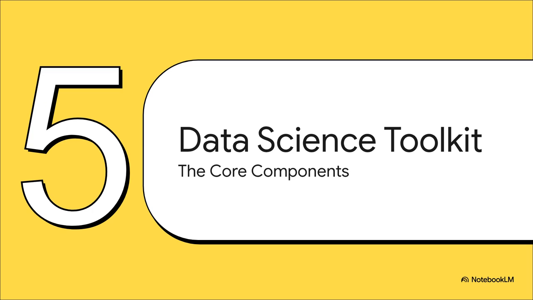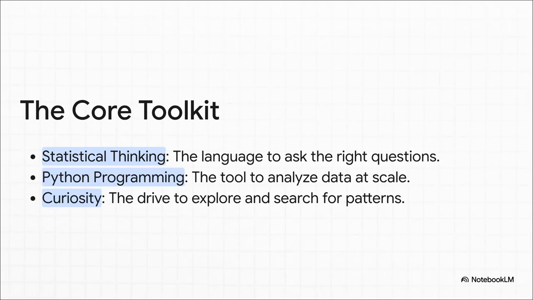So let's pull back and put all the pieces together. When you boil it all down, what are the key things you really need in your toolkit to start thinking and acting like a data scientist? It really just comes down to these three things. You need statistical thinking, that's the language that lets you ask smart questions. You need Python programming, that's your power tool to analyze massive amounts of data. And finally, the ingredient that powers everything else is just good old-fashioned curiosity. That drive to always be asking, why?